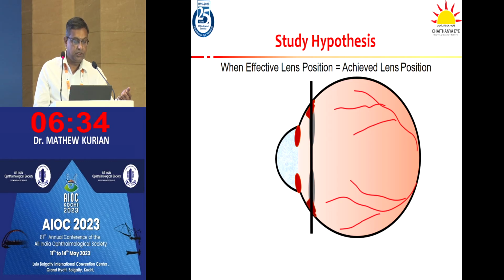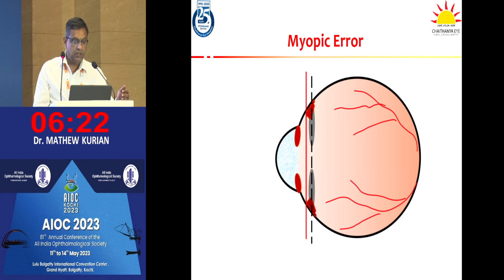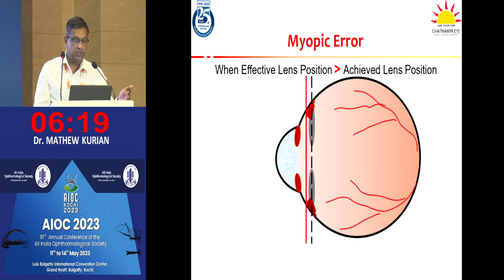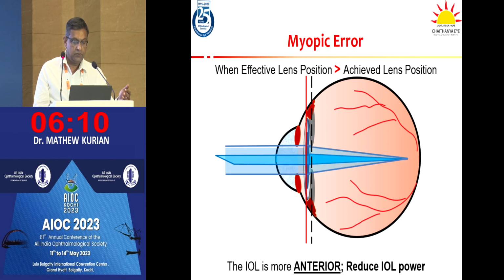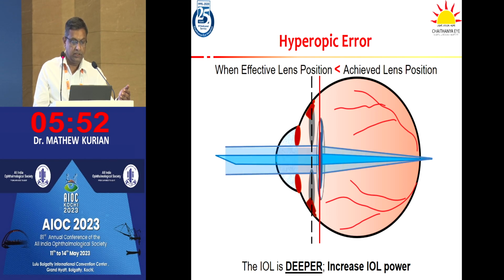Why this is important is because when the effective lens position predicted in the formula is equal to the achieved lens position, you hopefully get emmetropia. A myopic error occurs when the achieved lens position is anterior to the predicted effective lens position, and then rays focus in front and you get a myopic error. You need to use a lower IOL power in those situations. The opposite is true: when the IOL is deeper in the eye, you need to increase the IOL power, because rays focus behind the retina.